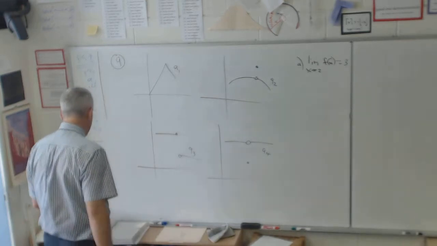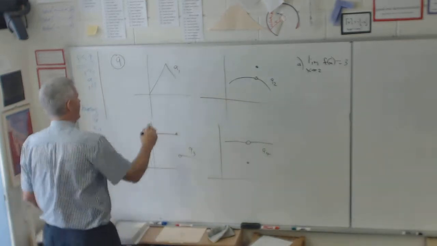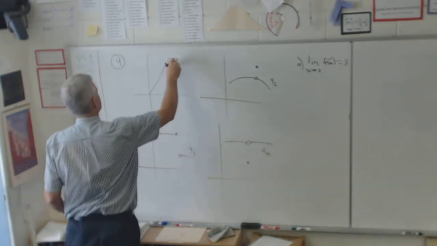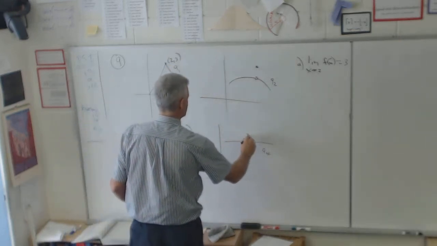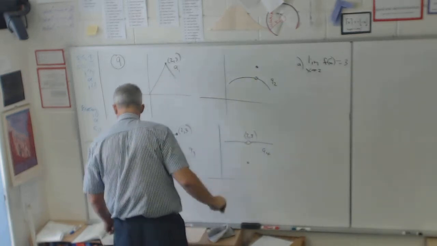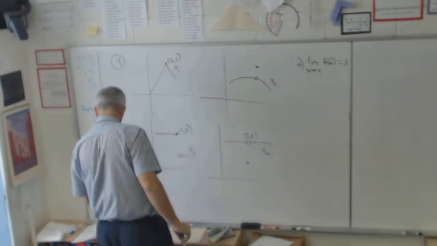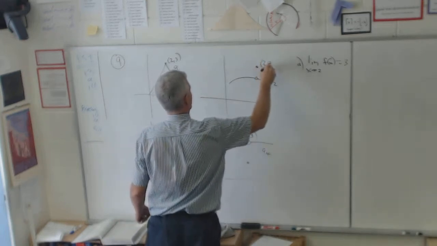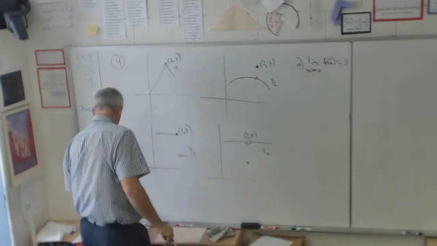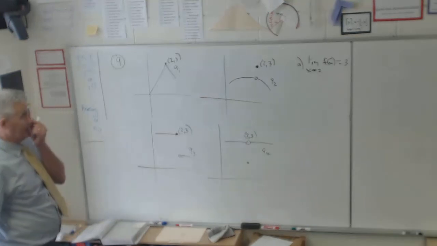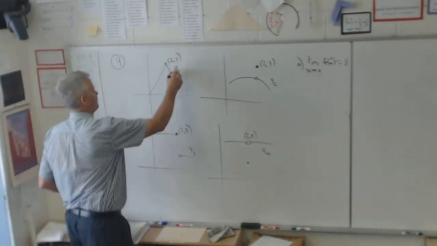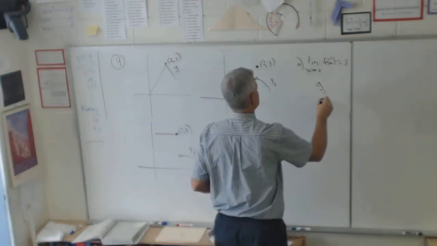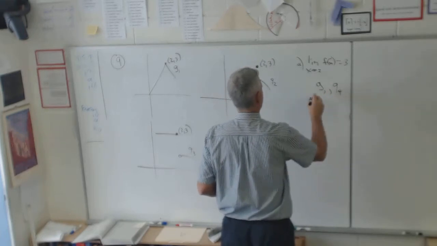Now, if you look at these graphs, every single time, this key spot is 2 comma 3. This is 2 comma 3. This is 2 comma 3. Which one is this? This is 2 comma 3 up here. Okay, I think I have that right. Which ones work where the limit as x approaches 2 is 3? G sub 1 and g sub 4.